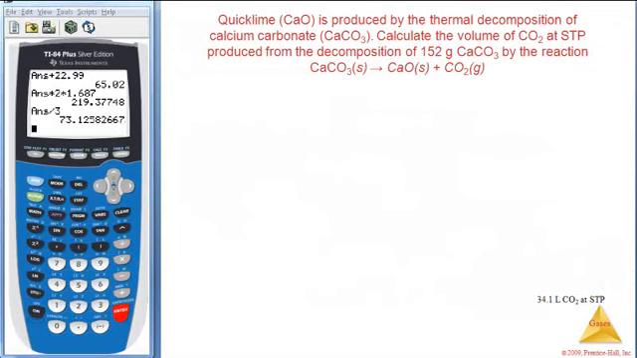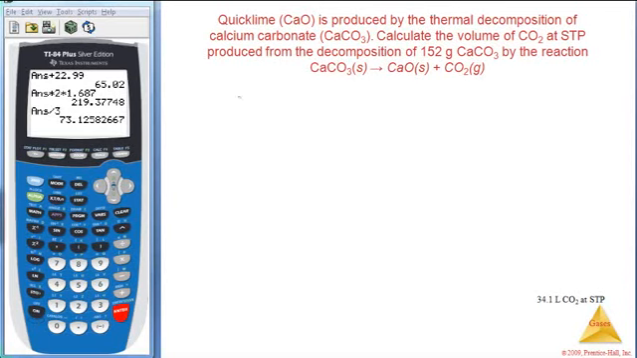Alright, quicklime is produced by the thermal decomposition of calcium carbonate. Calculate the volume of carbon dioxide at STP produced from the decomposition of 152 grams of calcium carbonate by the reaction. Okay, so this is pretty straightforward.